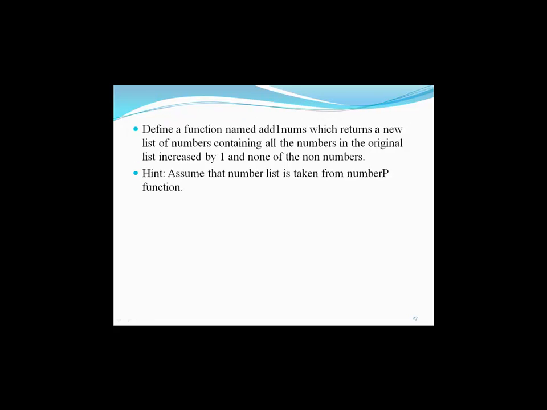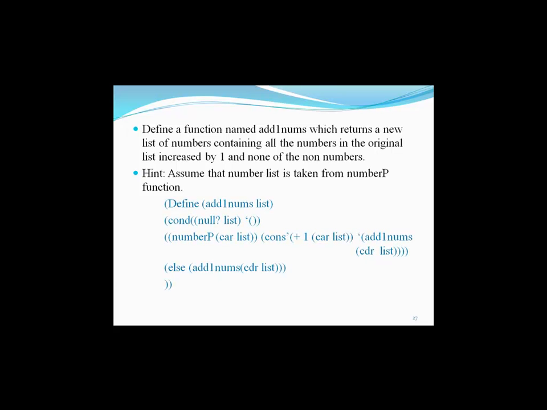Now we'll define a function named add1nums which returns a new list of numbers containing all the numbers of the original list increased by 1, and all the non-numbers will be removed. Here we assume we are taking a function called number? which detects numbers and non-numbers. This is the function we have written for this question. First we give the function name as add1nums. The parameter name is list.